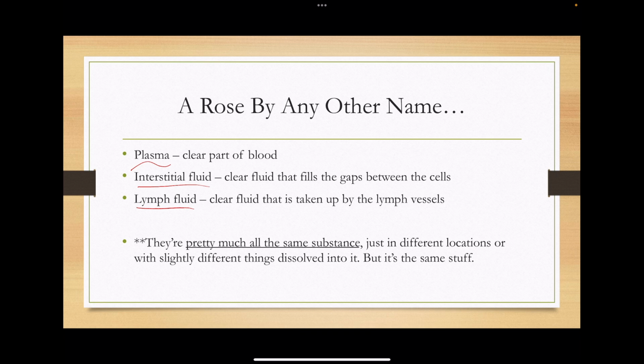So just like Shakespeare said, a rose by any other name would smell as sweet. Lymph fluid is blood plasma that is just inside the lymph vessels instead of inside the blood vessels. And that's all you need to know about that.